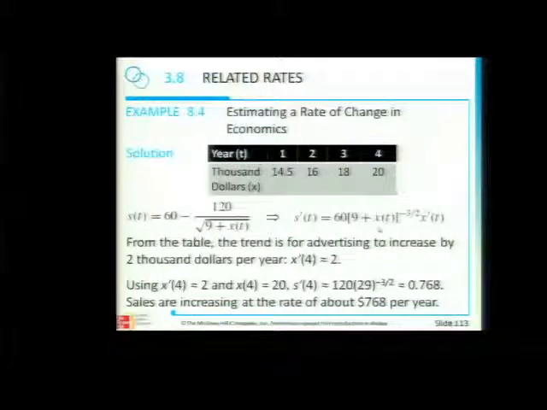Based on that, differentiate this, and on the right-hand side, when you differentiate with respect to t, you need to apply the chain rule because we do not know x(t). We do not know how x is changing with t, although it is given in the table. So we need to apply the chain rule. On the right-hand side, after the differentiation, you see we have an x prime here. This comes from the chain rule.